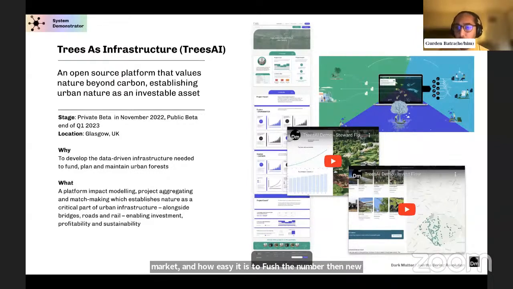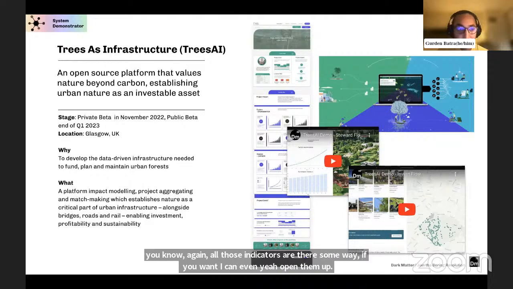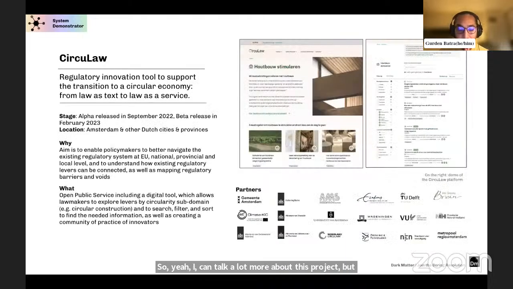We understand what values trees actually bring us, and then can we connect those values to some monetary value, and can we make sure they are giving what is being promised. And there's a study which also says the areas which are more urbanly viable are safer, and there's also less crime. So again, all those indicators are there somewhere. If you want, I can even open them up. So yeah, I can talk a lot more about this project, but I'll give one more example.